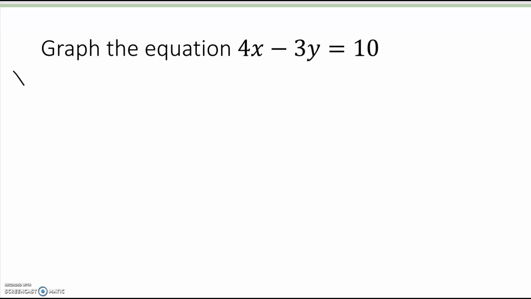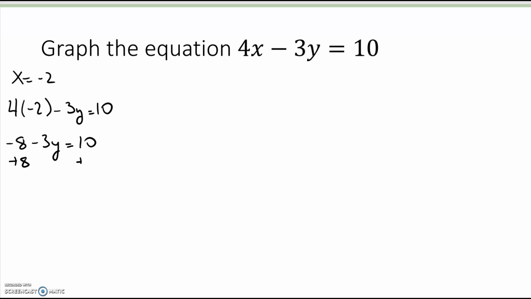Okay, so x is equal to -2. So this is going to be 4 times -2 minus 3y is equal to 10. So that's going to be -8 minus 3y is equal to 10. We're going to add 8 to both sides. So -3y is equal to 8.